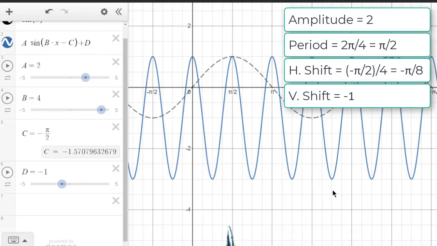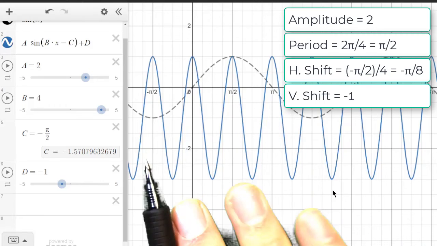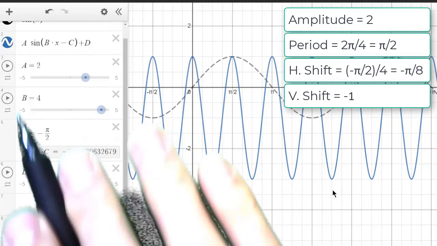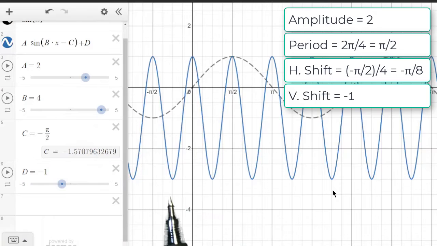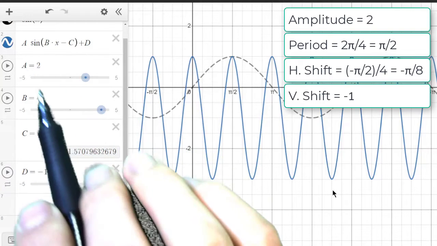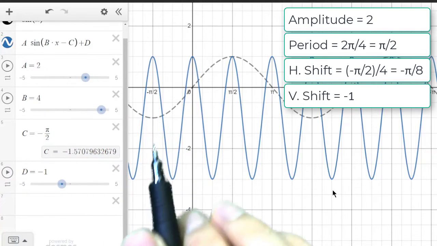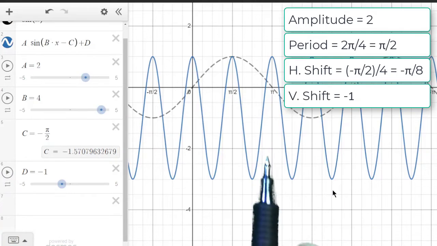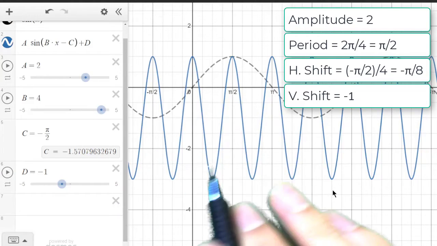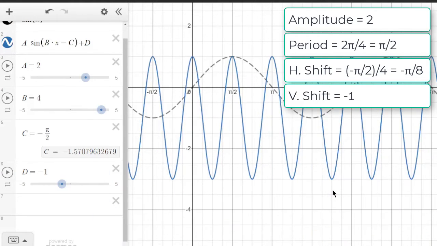So you should, through practice, and you can play around with doing the same thing on Desmos to get good practice, you should be able to, by looking at these parameters, determine what the graph will look like, but you should also be able to look at a graph and determine what the parameters were.